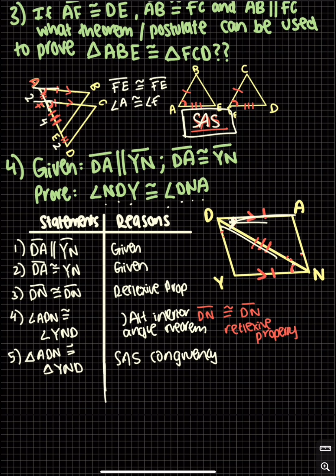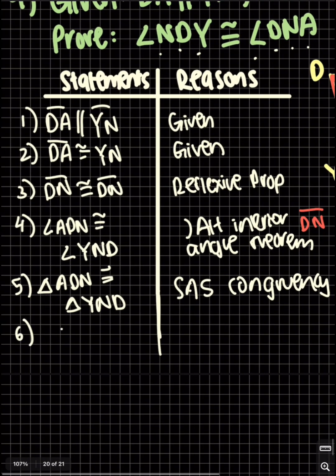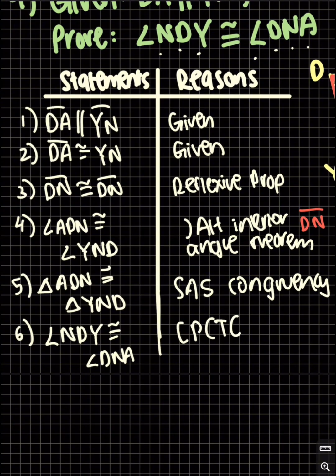And then, it's not asking me to prove that the triangles are congruent. It's asking me to prove that angle NDY, meaning this angle right here, is congruent to angle DNA, meaning this angle right here. Well, I've already proved that the triangles are congruent, meaning that by CPCTC, I can prove that NDY is congruent to angle DNA by CPCTC, or congruent parts of congruent triangles are congruent.